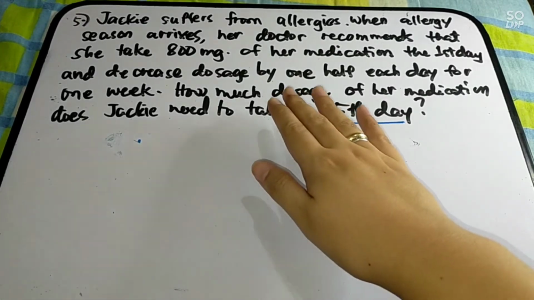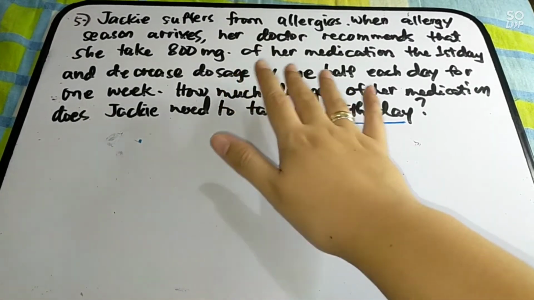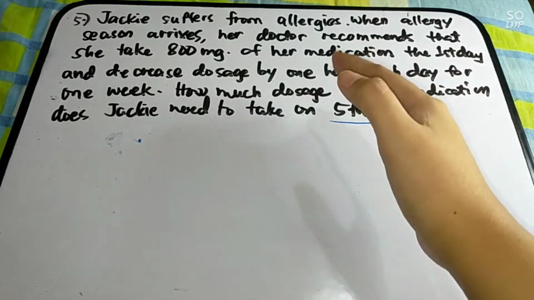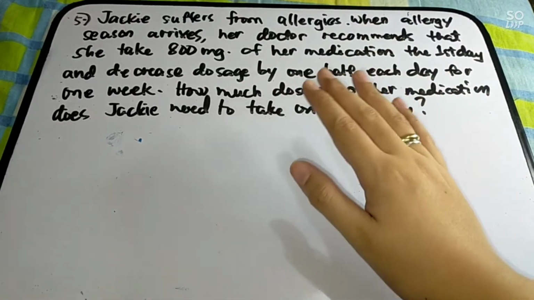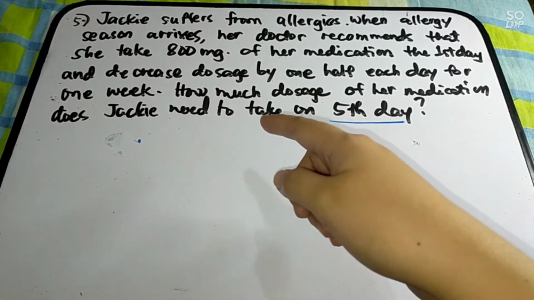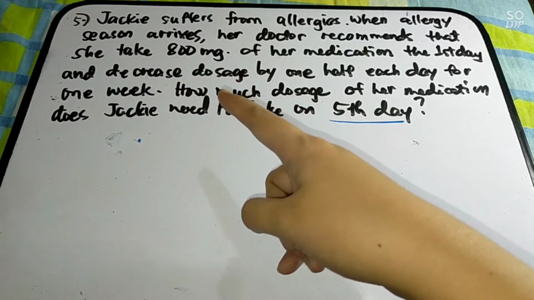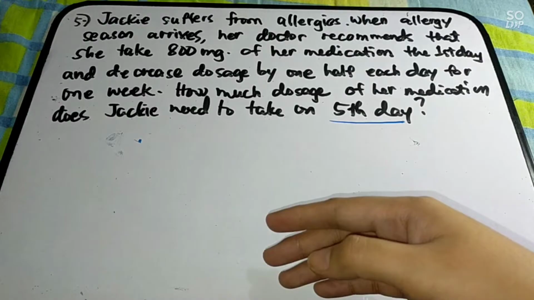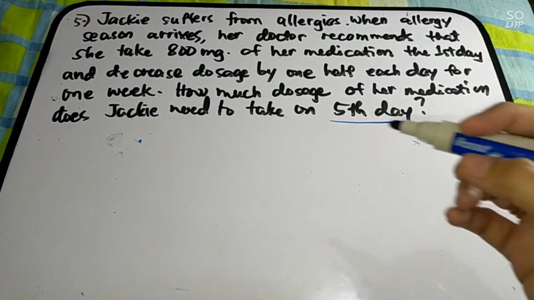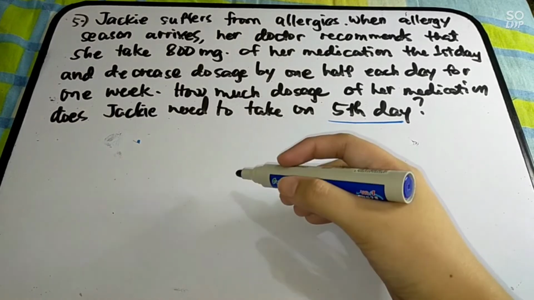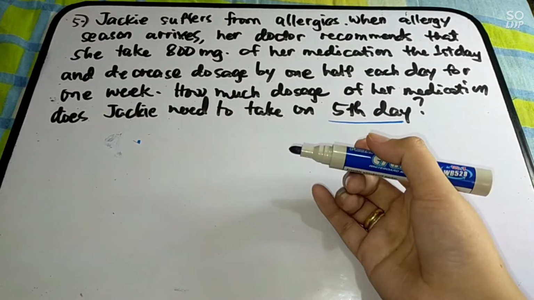Ang sabi dito, 800 ang binigay sa kanya on the first day. Then, babawasan mo on each day ng kalahati. 1/2 ng 1/2. So, ibig sabihin, babawasan mo ng kalahati yung 800. Is it clear? So, kapag ganoon, since 1/2 ng 1/2 ang bawas mo, therefore, you have here a geometric sequence.